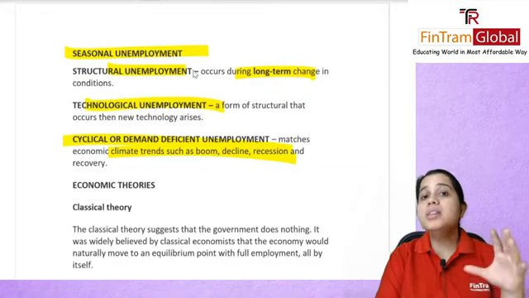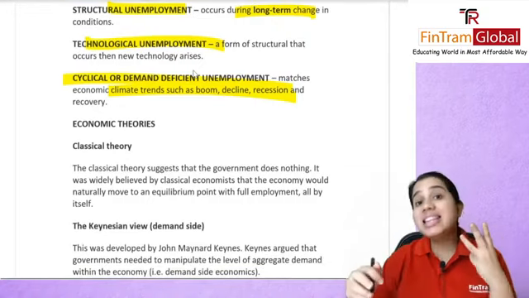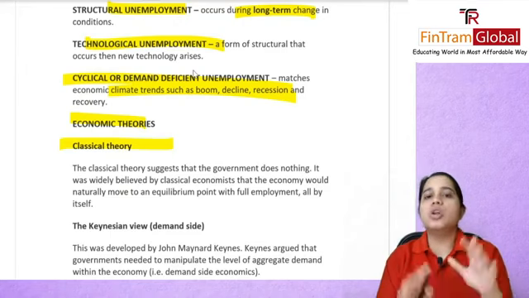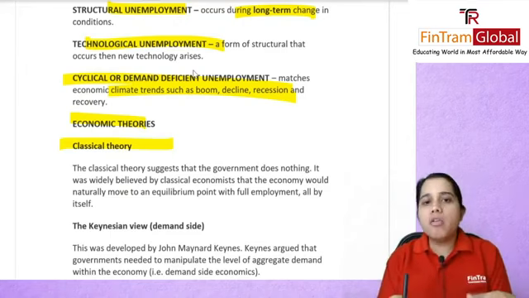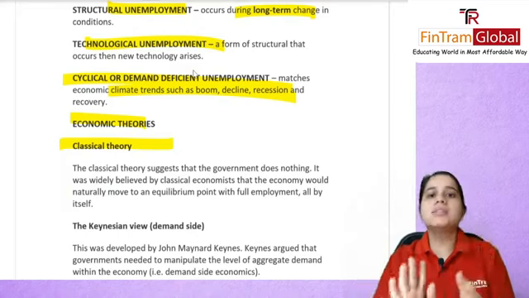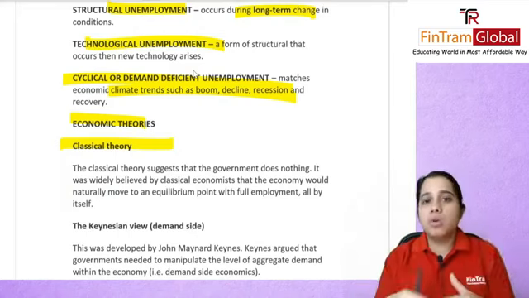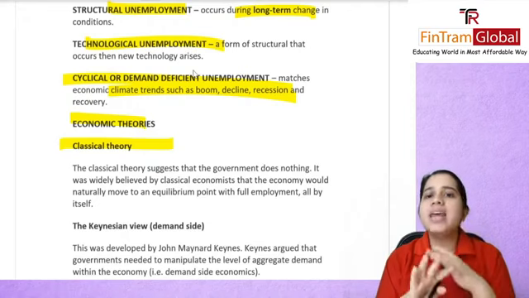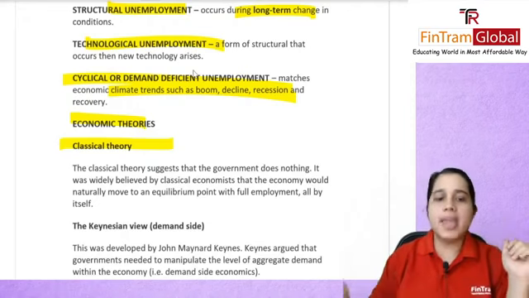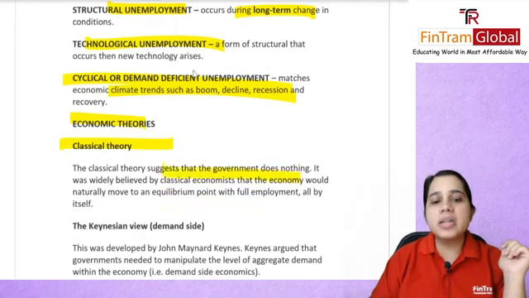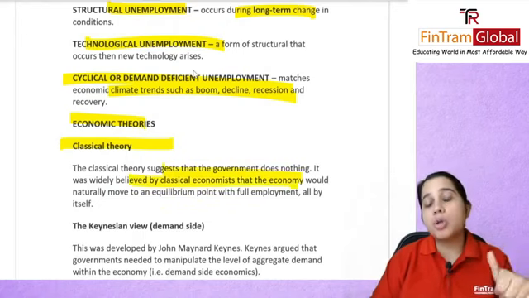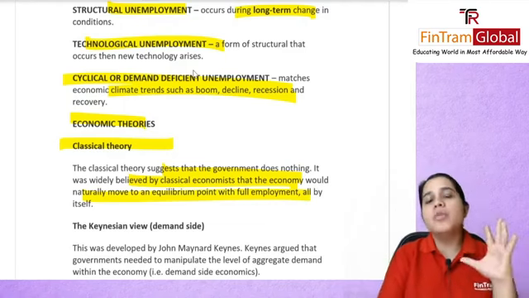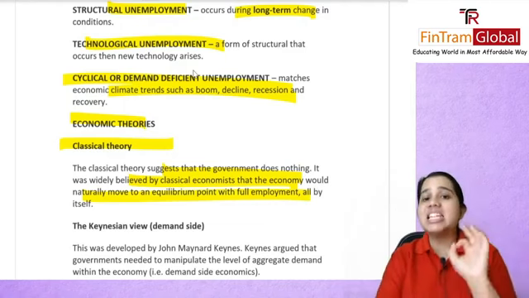Then we covered the economic theories. Here we covered 3 theories, if you remember. Firstly, we talked about the classical theory, who said that the government does not need to intervene. They said that on its own, demand and supply will come together at the equilibrium point, and as such, the government does not have to do anything. Classical economists believe that the economy will naturally move to an equilibrium with full employment on its own.